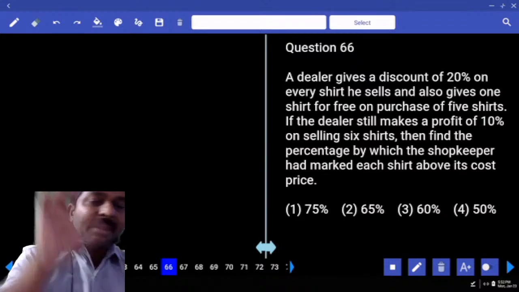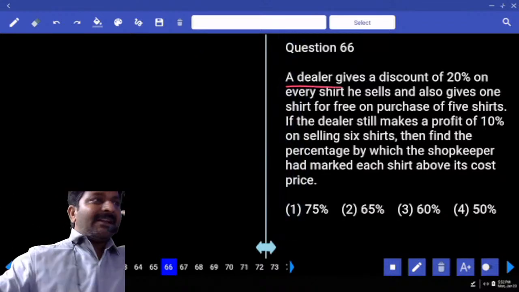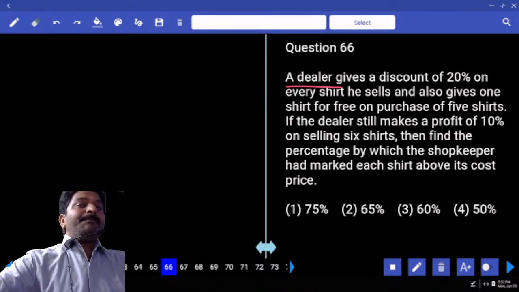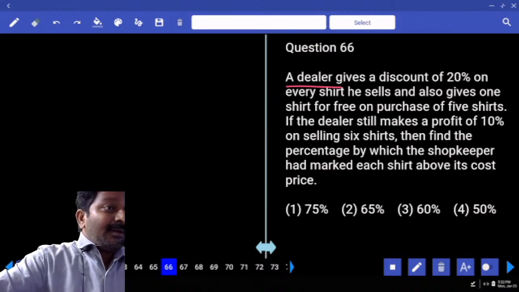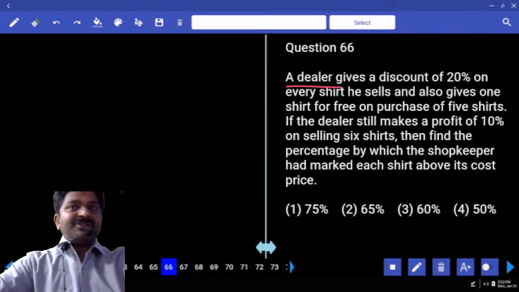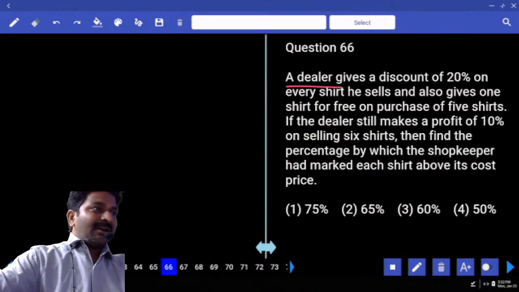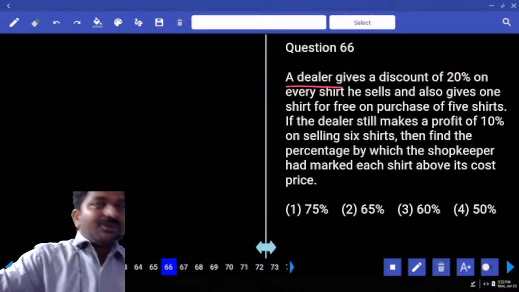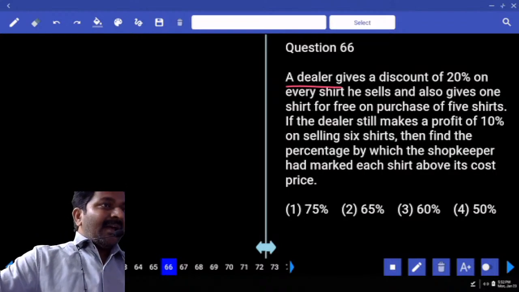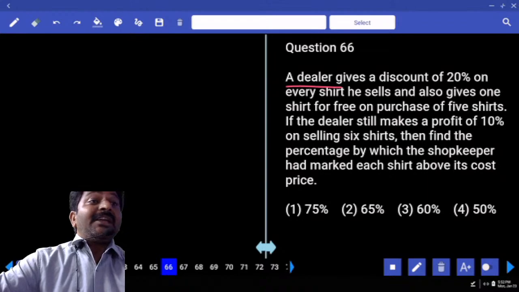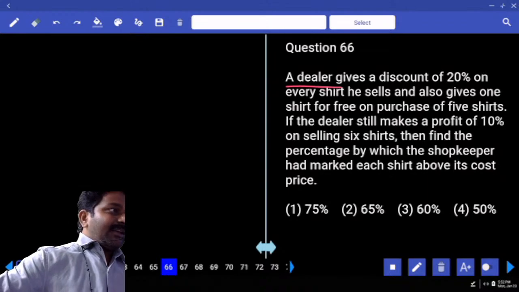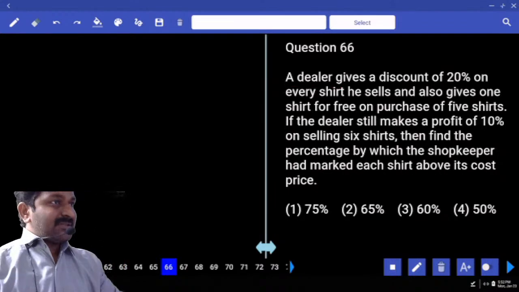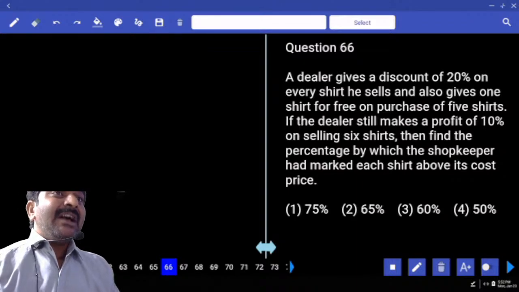Agreed or not? Right. So now, let's say I am the dealer. According to the information, I am giving 20% discount on every shirt. But at the same time, if you buy 5 shirts, apart from the 20% discount, I will give 1 shirt free of cost. So in total how many shirts am I giving? You are getting 6. So I am giving you 6 shirts, but taking the amount for 5 shirts only. Agreed or not? Let us assume the price of each shirt as 100%.